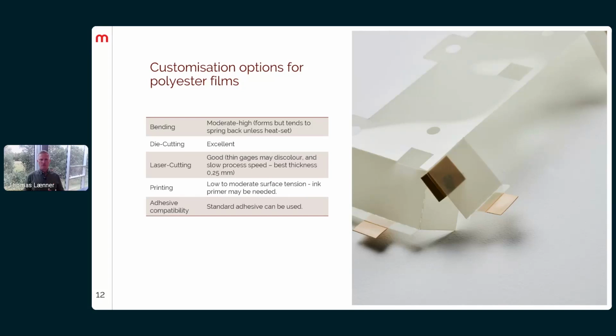we use the most. For printing, it also has low to moderate surface tension. So we know here it can also be hard for inks to stick to it. So we might need to use an ink primer or a special ink to make it stick, depending on the requirements for it. Again, here we can also use standard adhesives.